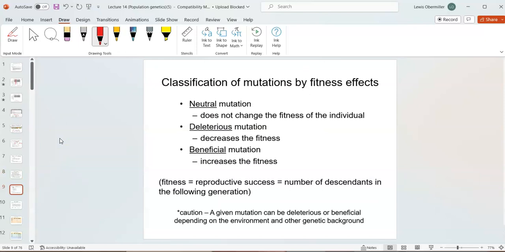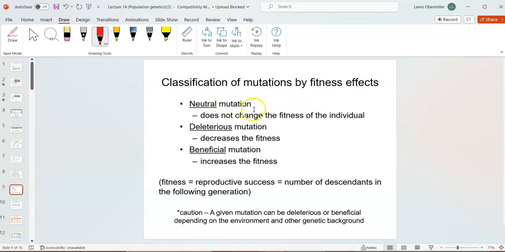So we can classify the mutations that occur by how they affect our fitness. This is the classification, and again, this is just how geneticists talk. So you're going to need to know these terms. So write them down, make a flashcard, whatever you want.